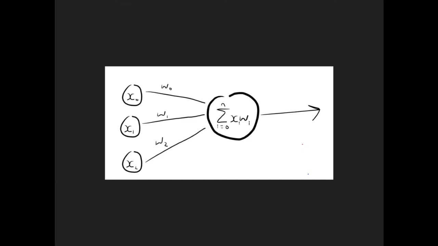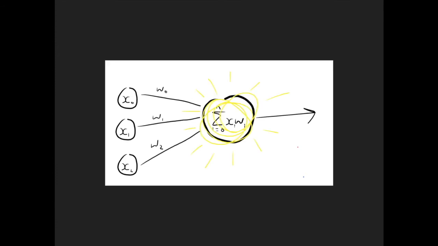So let's take a look at our neuron again. Here we've got all of our inputs coming in. We want to do something to the sum of them to activate them. So let's take a look at the binary threshold neuron.